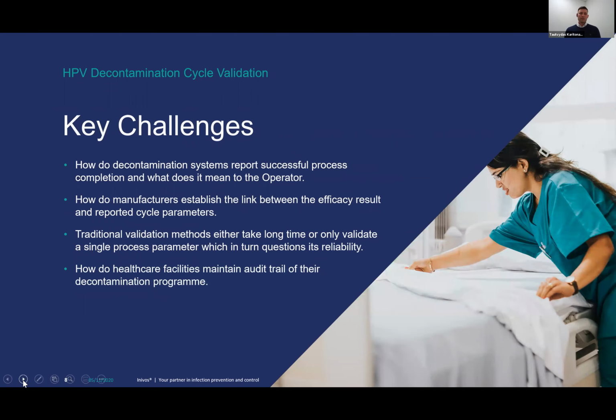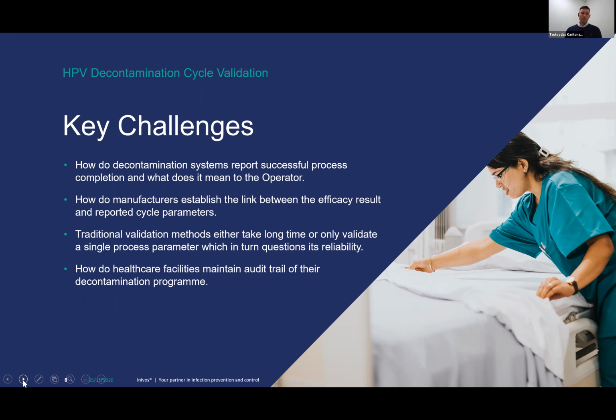So some of the key challenges that we see with cycle development is, how do decontamination systems report successful process completion, and what does it mean to the operator? Suppose we look into any of the various different technologies and systems available, what does it mean when they say that the process is complete? Is it that the process was complete because we've injected just the right amount of hydrogen peroxide, or is it that we are able to match the cycle parameters set to make sure we get the right level of efficacy?